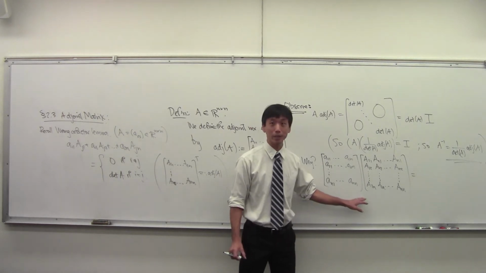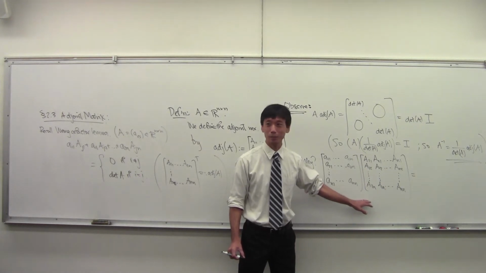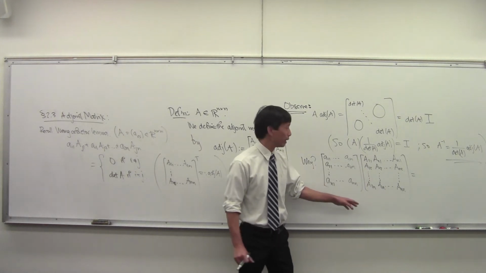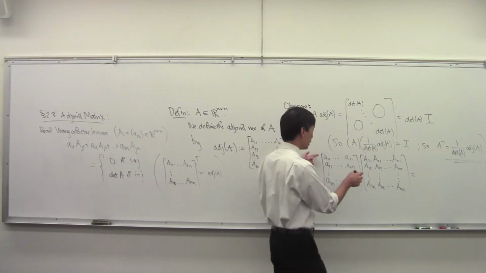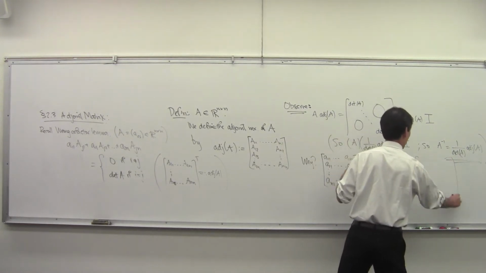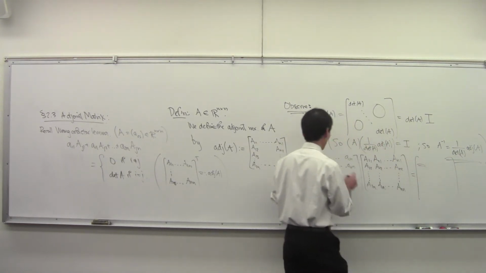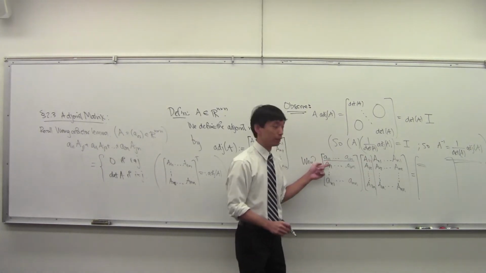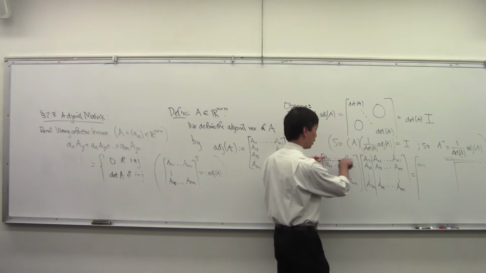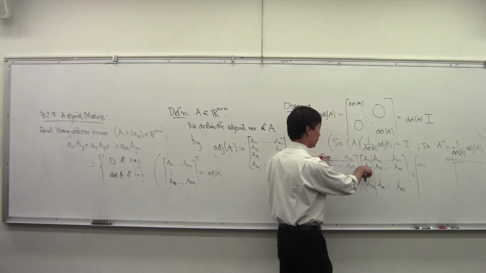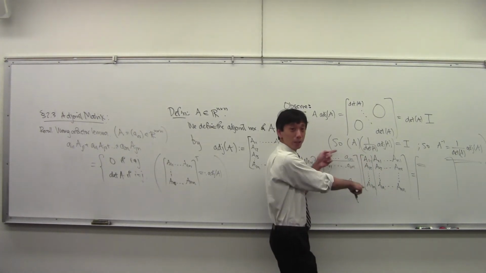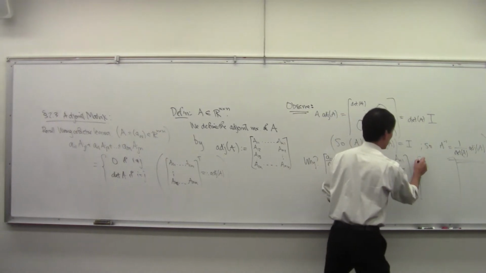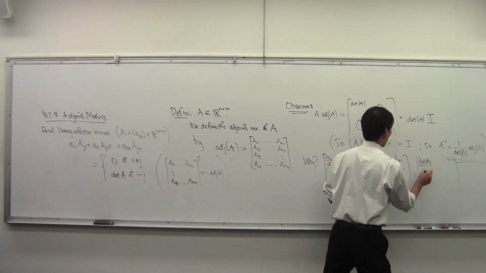Okay, is it clear? I hope you all saw what happened. When you start multiplying, what's the one entry? It's going to be the first row against the first column. You see that you get A11, capital A11, A12, capital A12, and so on. That's the expansion of the determinant, so you get the determinant.